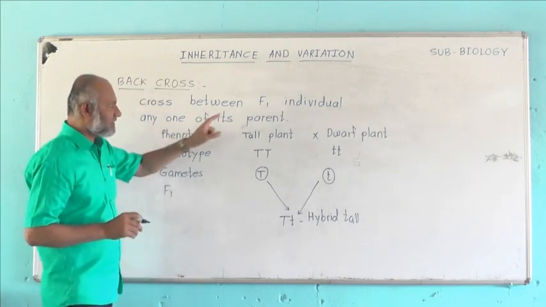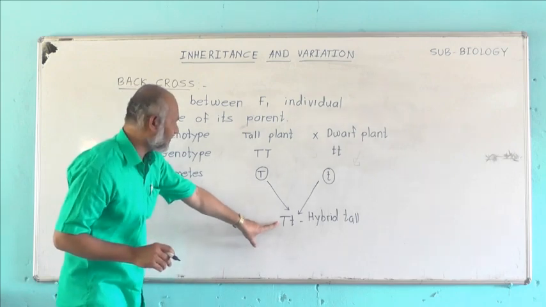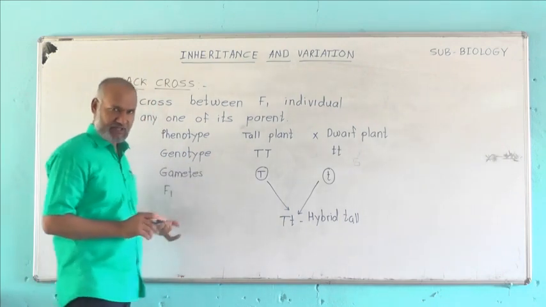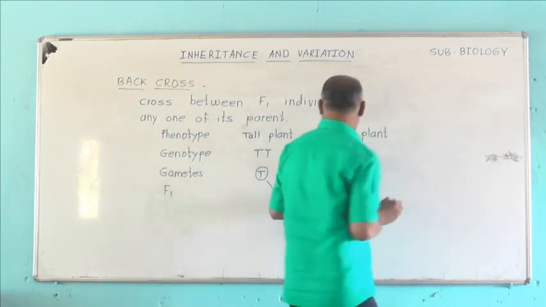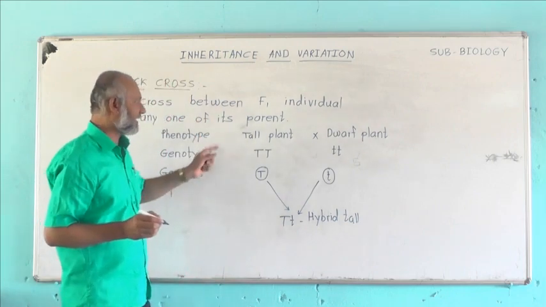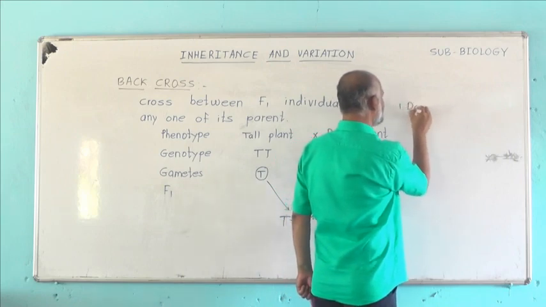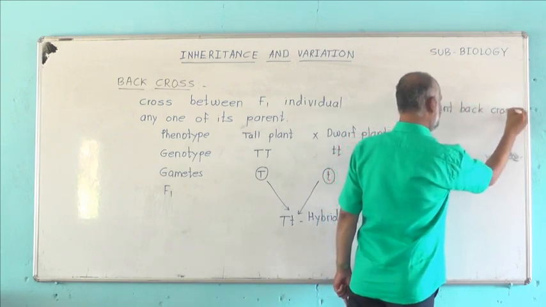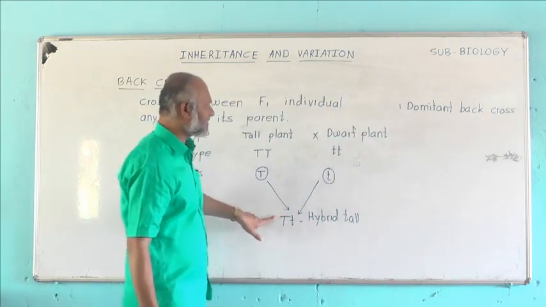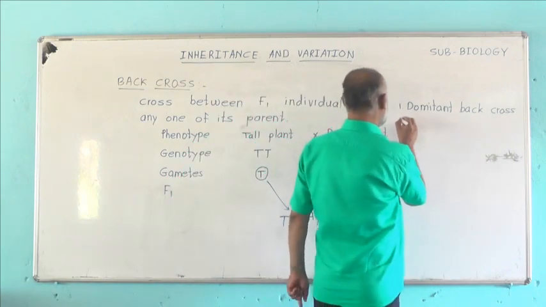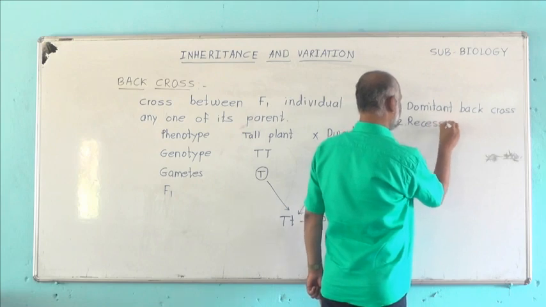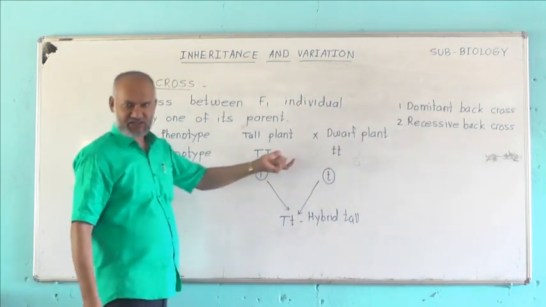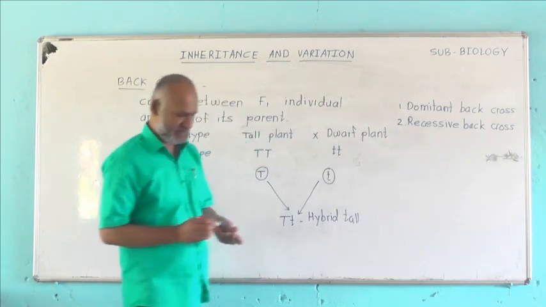What is back cross? It is the cross between an F1 generation individual and any one of its parent, and hence back cross is of two types. If the parent used is dominant, then it is termed as dominant back cross. And when the F1 individual is crossed with the recessive parent, then it is termed as recessive back cross. So we have to study these two crosses one by one, that is dominant back cross and recessive back cross.